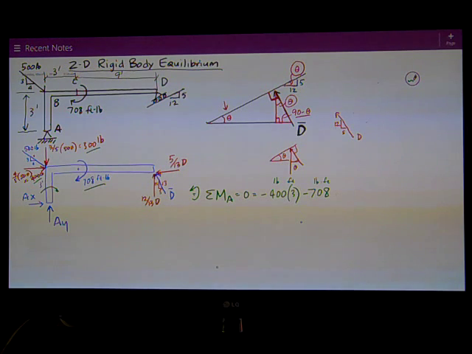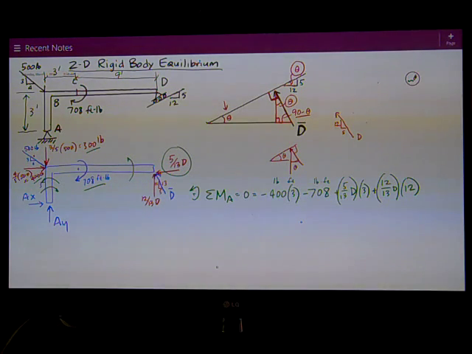Both of those components create moment. The 5/13 is trying to rotate counterclockwise, so it's positive 5/13 of D, the force. The distance is that 3-foot distance, that Y distance. Then I've got the 12/13 also trying to rotate counterclockwise, so it's positive 12/13 of D. That's a Y force. X distance is 12.